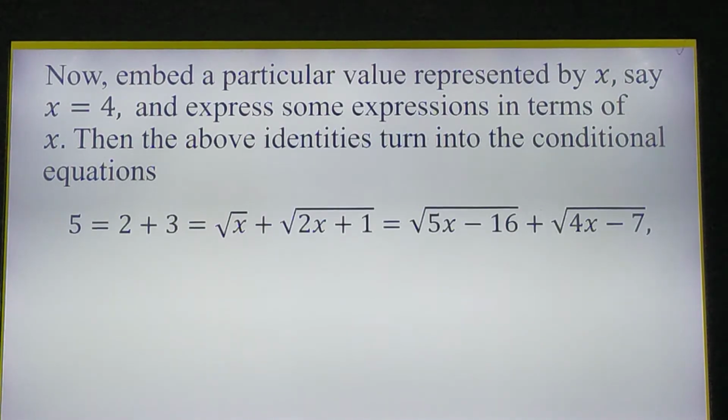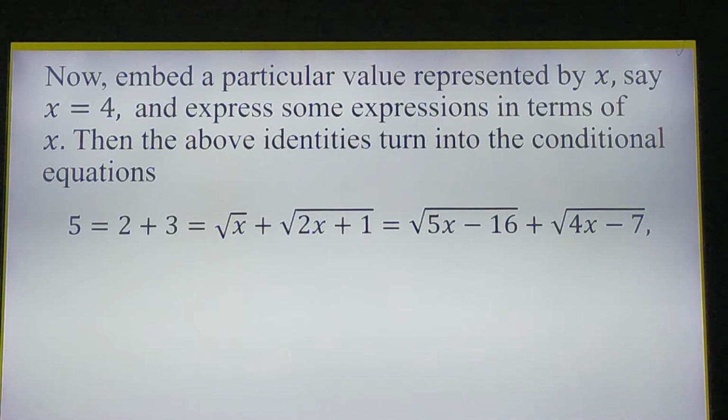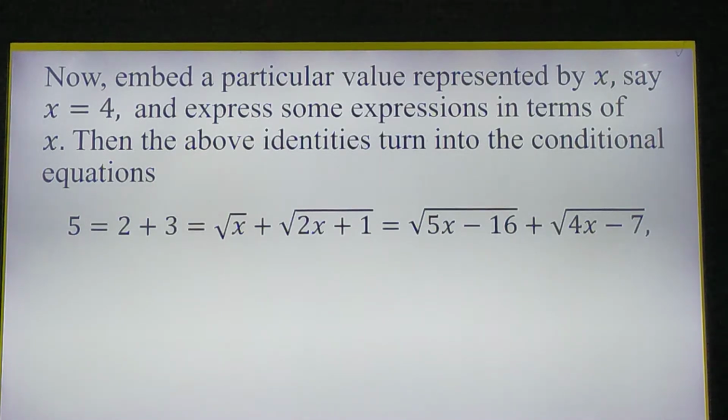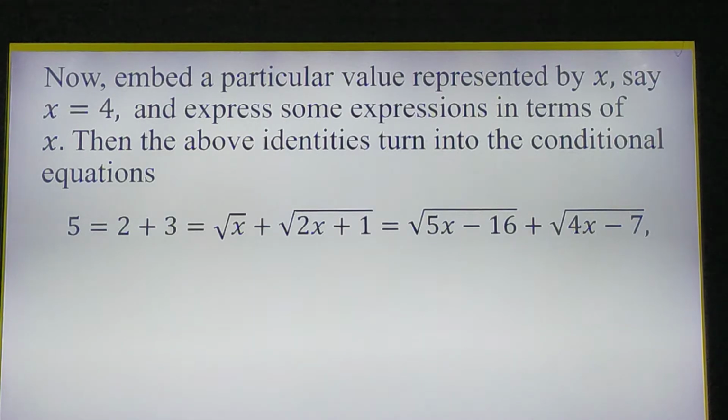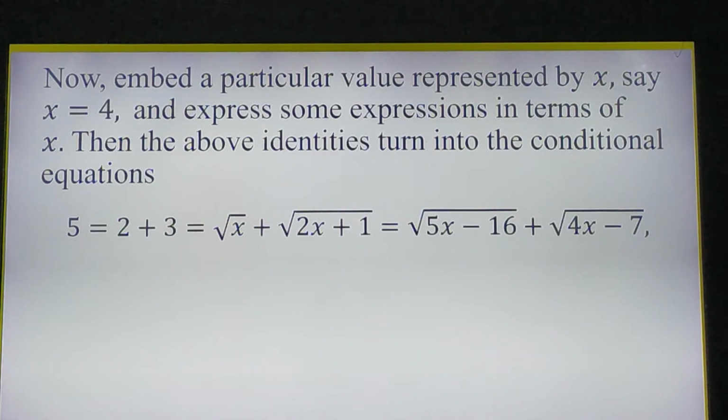So the 5 equals 2 plus 3 becomes 5 equals the square root of 5x minus 16 plus the square root of 4x minus 7. Before we proceed, take note that 5 times 4 is 20, minus 16 is 4, and the square root of 4 is 2. And 4 times 4 is 16, minus 7 equals 9, and the square root of 9 is 3.